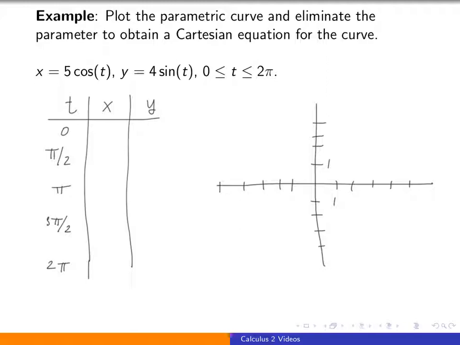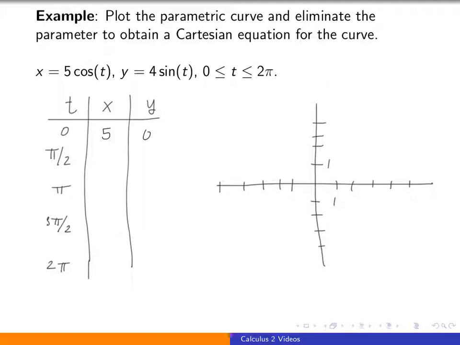And we could certainly go into more detail if we need to. We could go to pi over 4, 3 pi over 4, etc. But let's use this as a starting point and see what we come up with. When t is equal to 0, we get 5, 0. And once again, we're just plugging that t value in to the given equations.